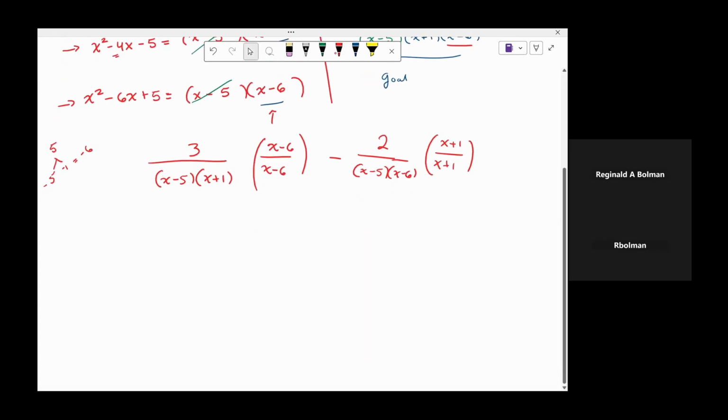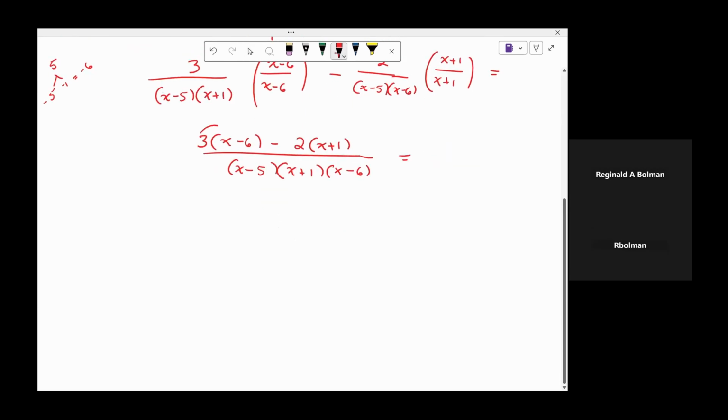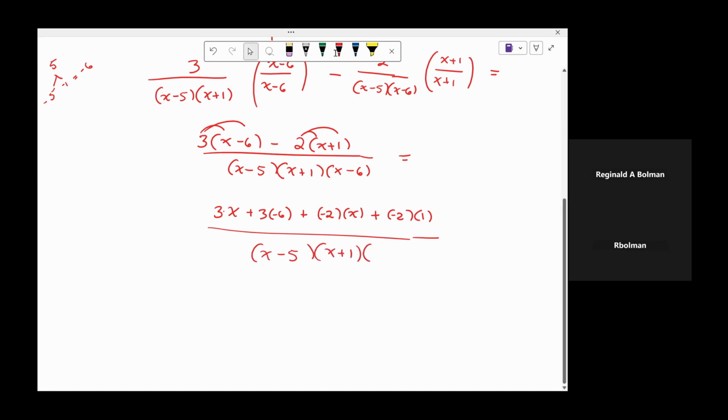So now we've got a new problem statement. We've got 3 times x minus 6 minus 2 times x plus 1, all of this over x minus 5 times x plus 1 times x minus 6. Go ahead and use distribution. You'll get 3 times x plus 3 times negative 6 plus negative 2 times x plus negative 2 times 1, all over x minus 5 times x plus 1 times x minus 6.